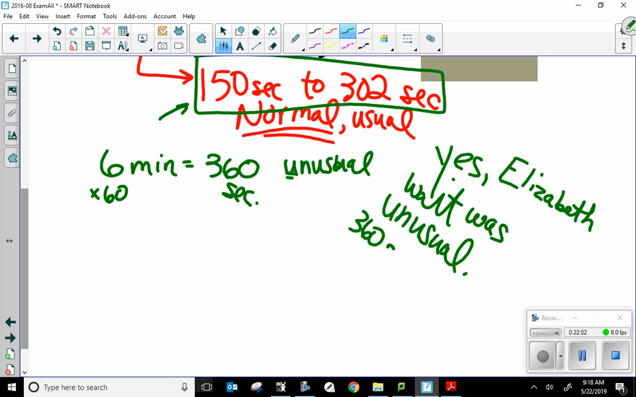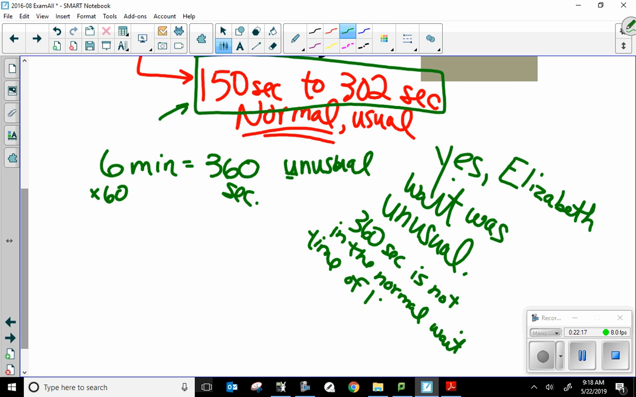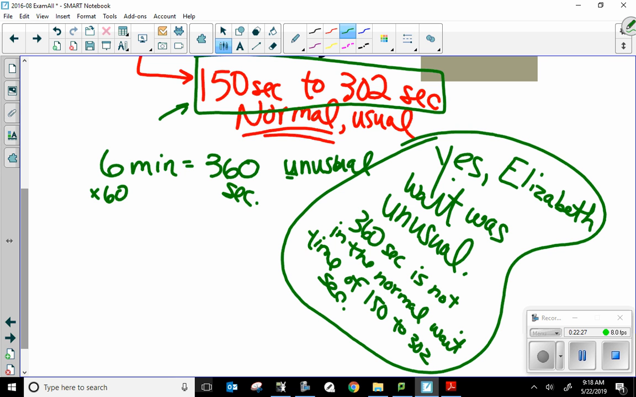360 seconds is not in the normal wait time of 150 to 302 seconds. So yes, that is definitely unusual. She waited 360 seconds. I mean, the maximum time to wait on average is 302. She waited at 360. That's almost a minute. She waited an extra 58 seconds.